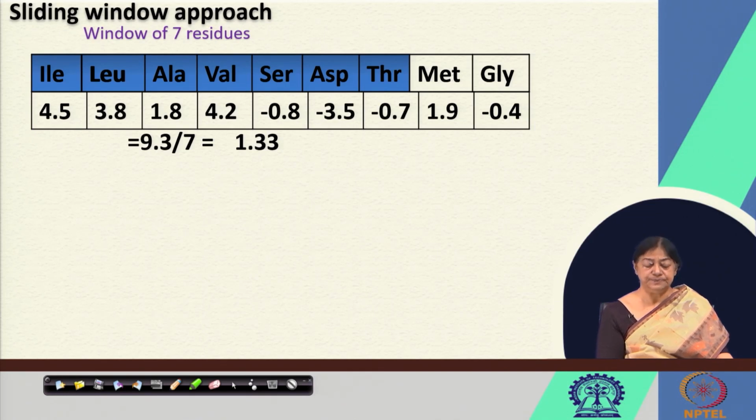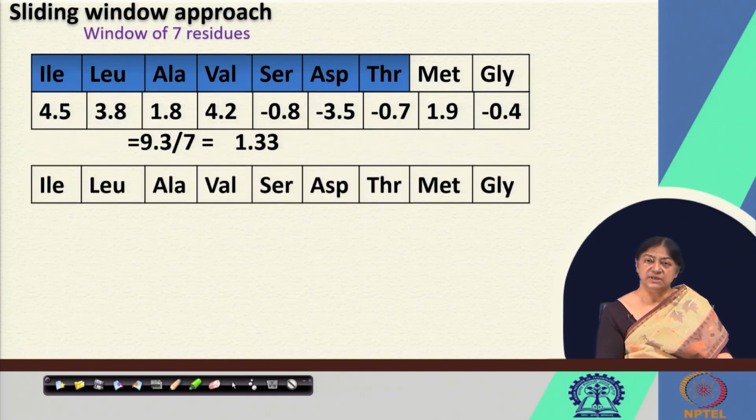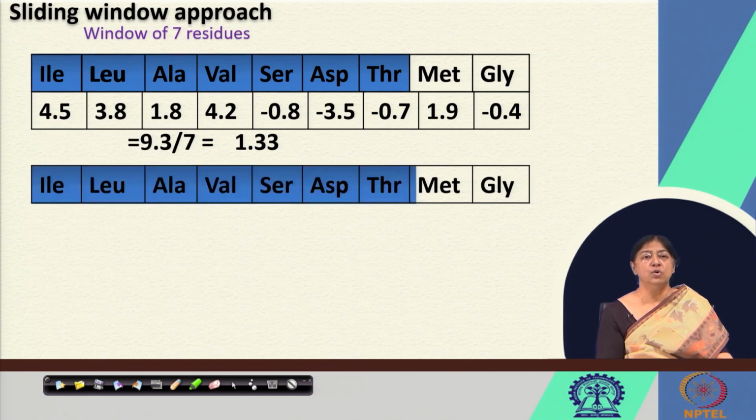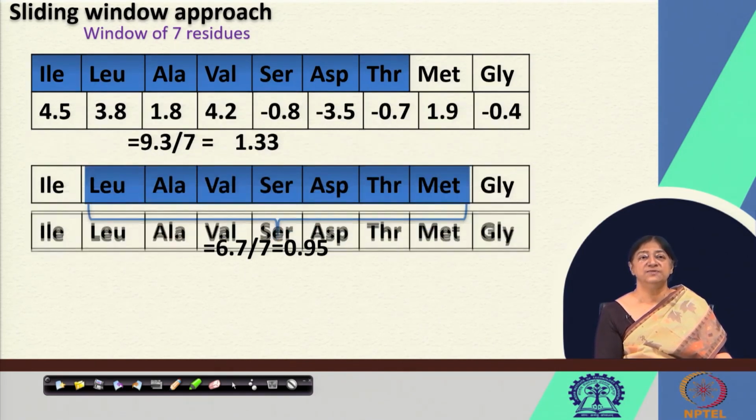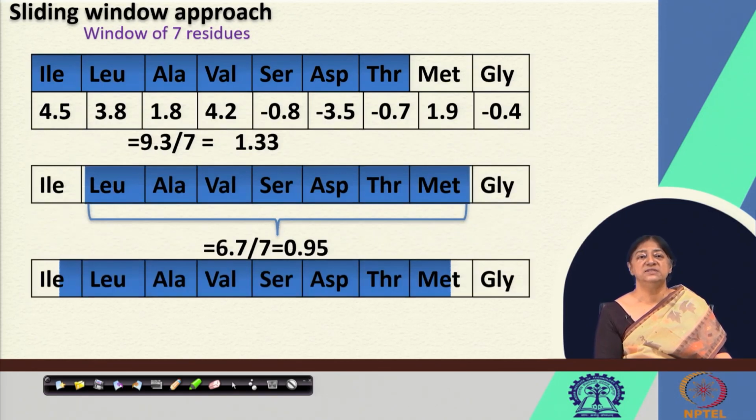a positive value. Then we look at the sequence again. What we do now is we look at our specific amino acid, but now we have to slide over 1 because it is a sliding window approach. So, we still have 7 residues in our window. We again calculate the total number, then divide by 7 to get the average, and we see that the value is 0.95. And then we go on to do this for the next set, and we keep on doing this till we cover the whole protein, right?